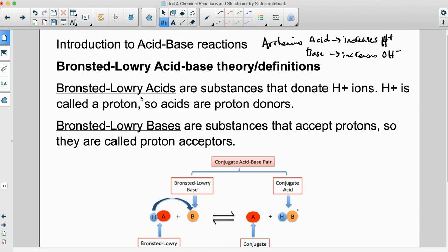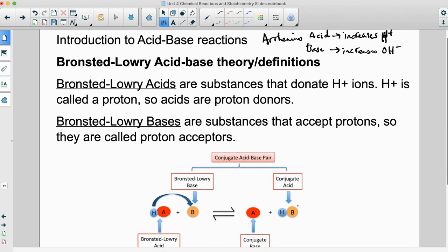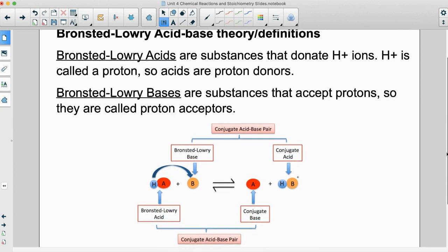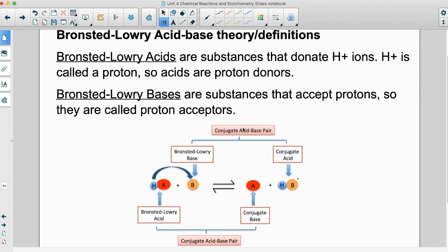The Bronsted-Lowry acid-base theory is probably the most commonly used acid-base theory, besides the Lewis acid-base theory, which we will not get into in this class. So Bronsted-Lowry acids are substances that donate H+ ions. H+ is called a proton because it's basically just a bare proton, nothing else. So the acids are called proton donors. A Bronsted-Lowry base is a substance that accepts the protons. So they're called proton acceptors.